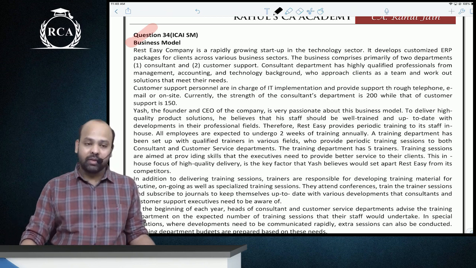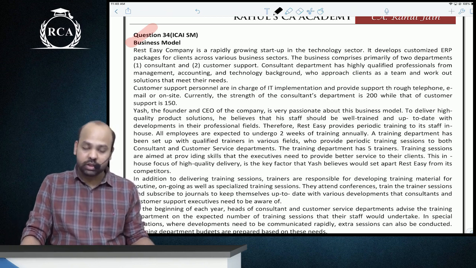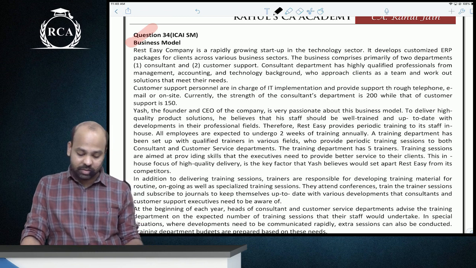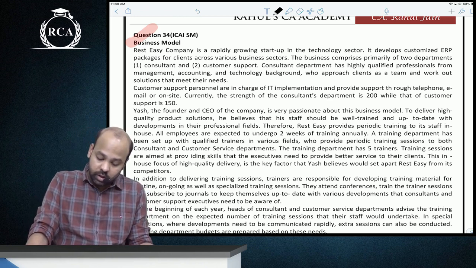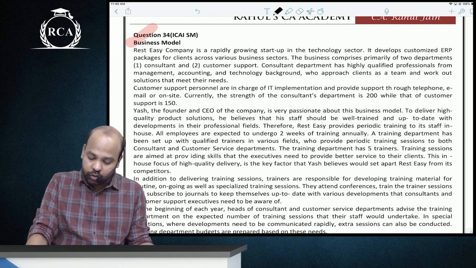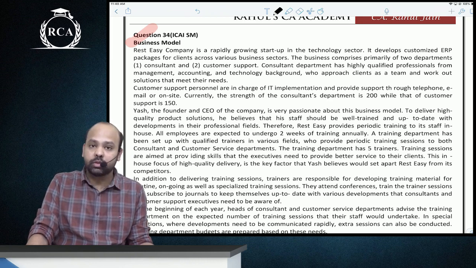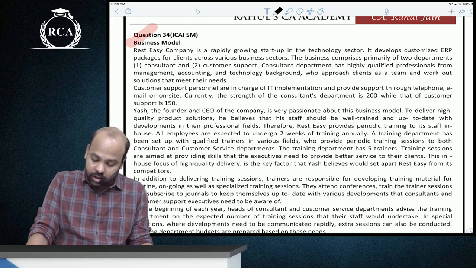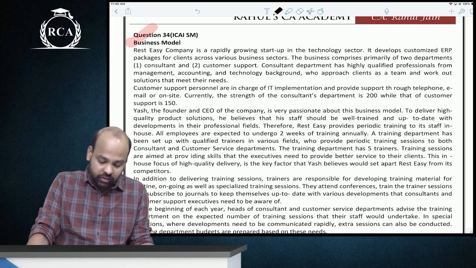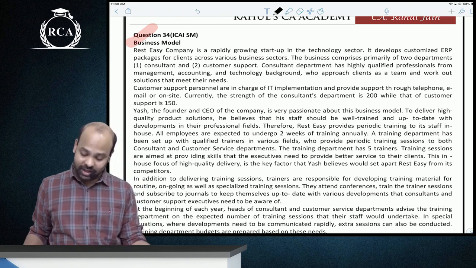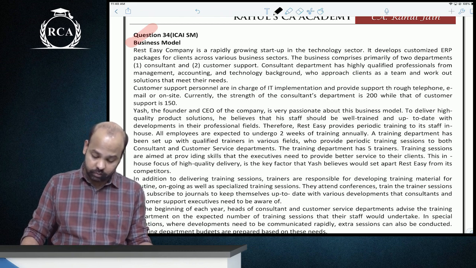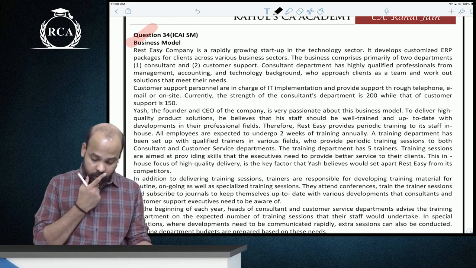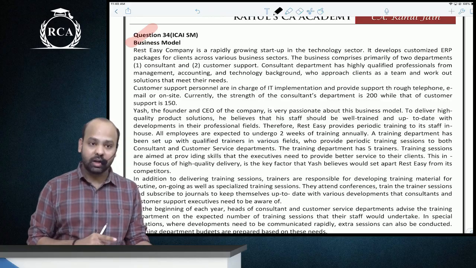Rest Easy Company is a rapidly grown startup in the technology sector. It develops customized ERP packages for clients across various business sectors. The business comprises primarily of two departments, consultant and customer support. Consultant department has highly qualified professionals from management, accounting and technology background who approach clients as a team and work out solutions that meet their needs. So guys, we have two departments बेटा, consultant division and a consumer support.